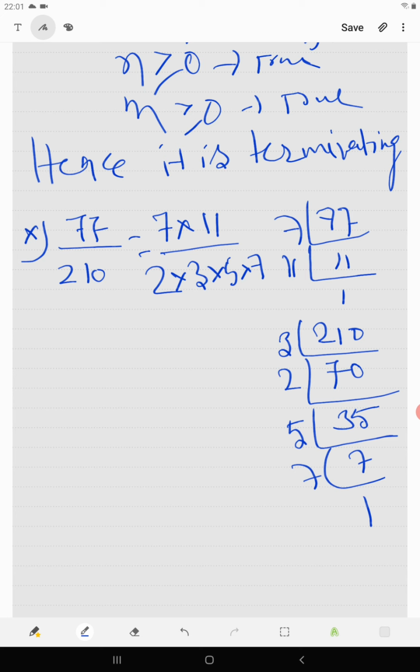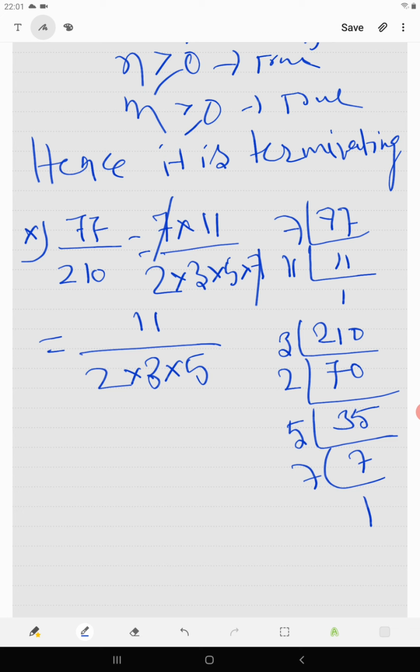Correct? So I have written in the increasing order. It's better to write in the increasing order. Or you can write 3 into 2 into 5 into 7 also, but it's better to write in the increasing order. It will look good. So 7 and 7 cancel out. What we got? 11 divided by 2 into 3 into 5.